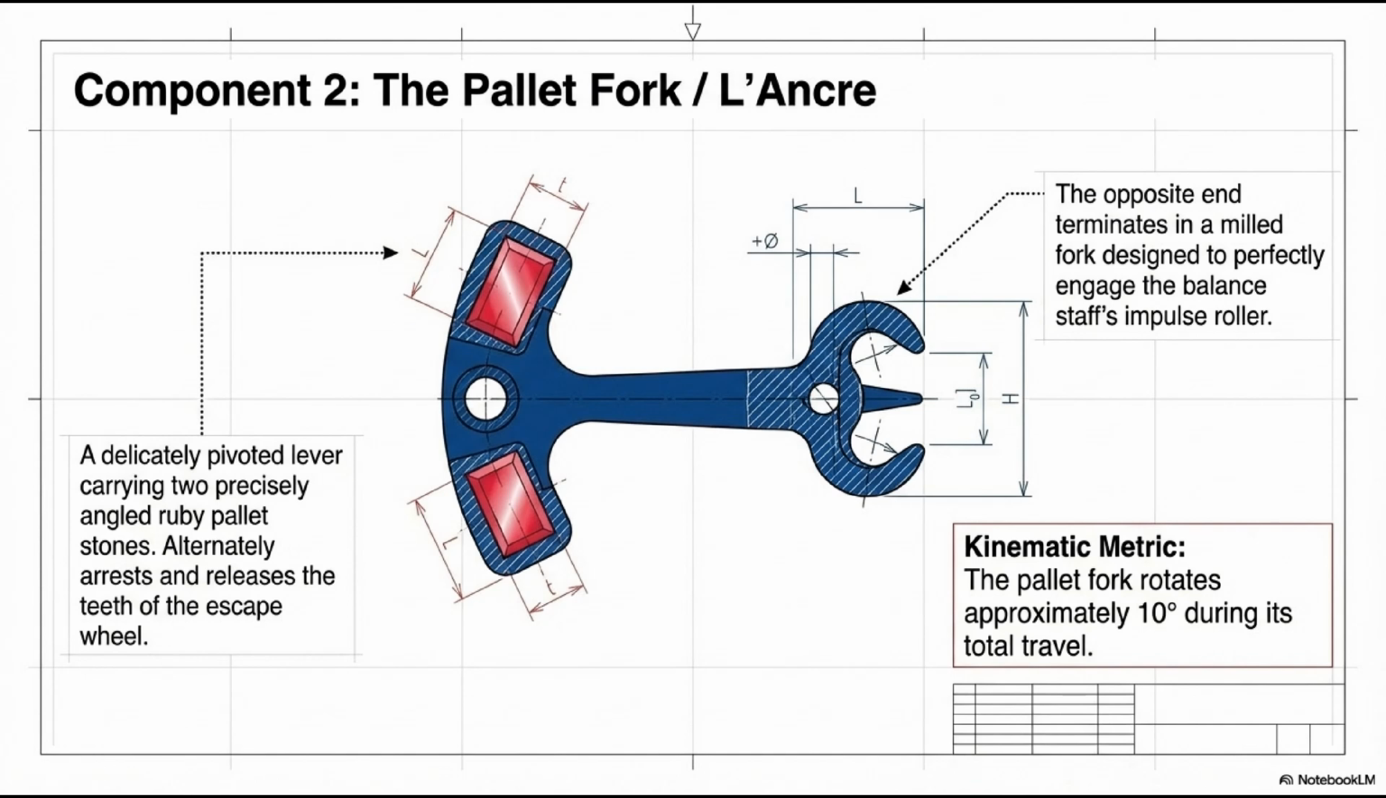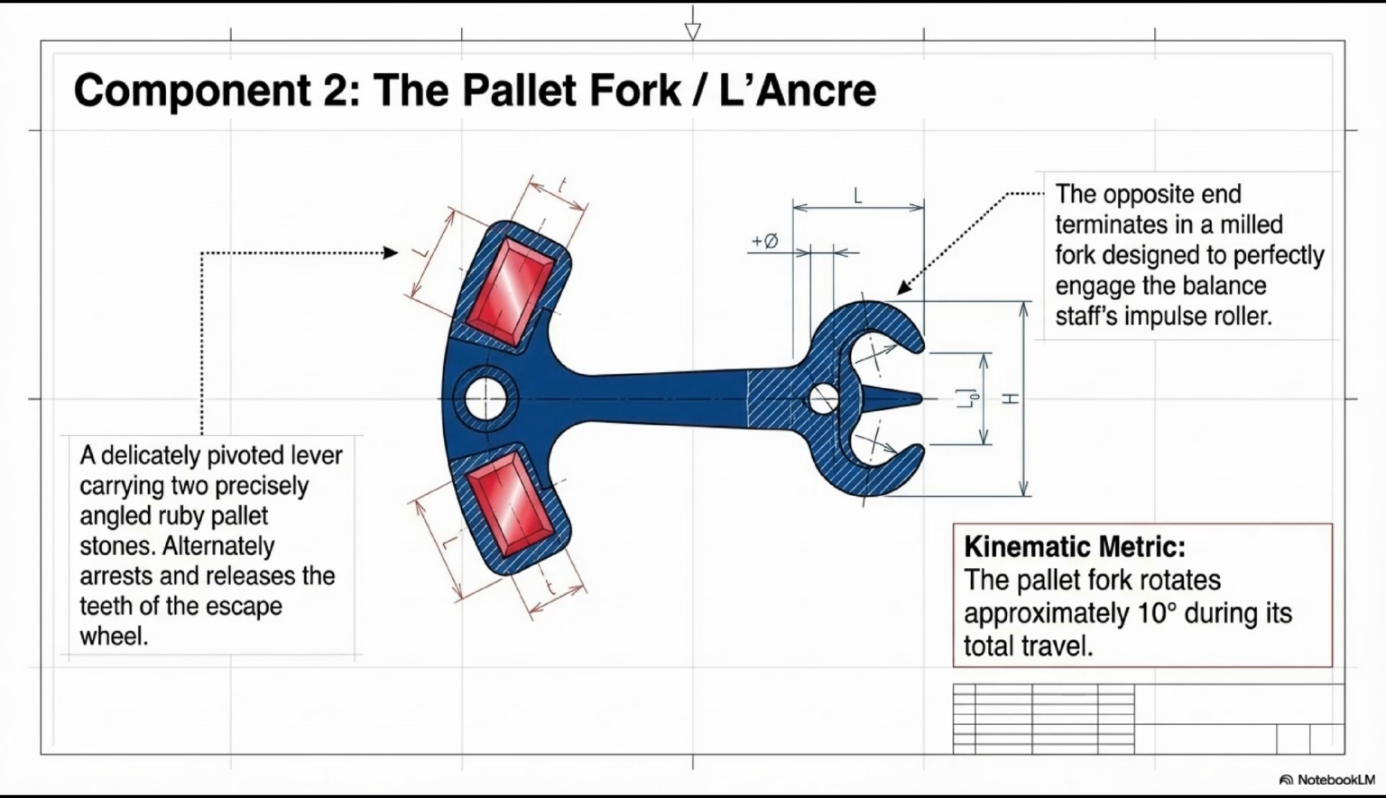First, locking and releasing the escape wheel, via the 2 pallet stones that alternately arrest and release the teeth. Second, transmitting energy to and receiving energy from the balance wheel roller, via the fork mouth and horns. Third, resisting accidental displacement under shock, via the draw force acting on the pallet stones and the banking pin contact.